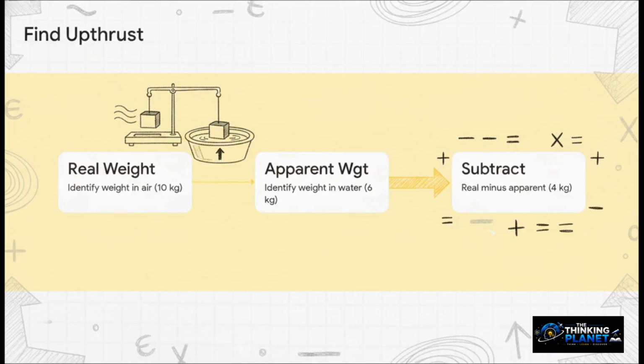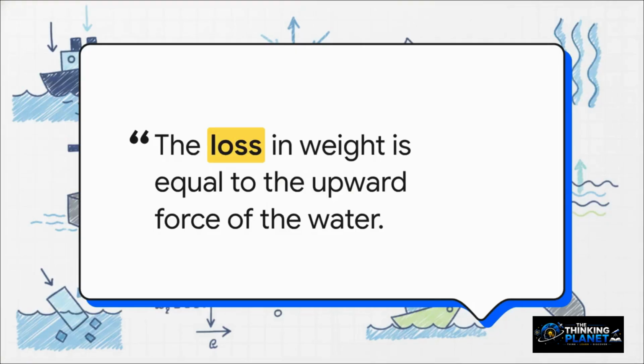Finally, it's just a simple subtraction. We subtract the apparent weight from the real weight. 10 minus 6 gives us our answer, 4, meaning the water in the tub is exerting exactly 4 kilograms of upward force, or upthrust, on our object. I really want to emphasize this statement to make it stick in your mind.